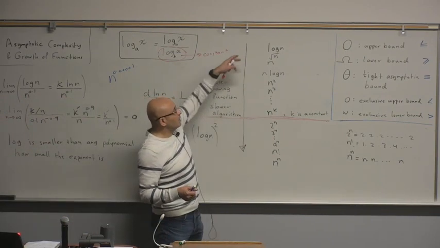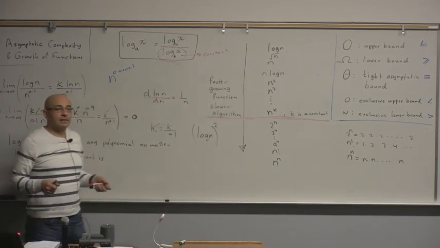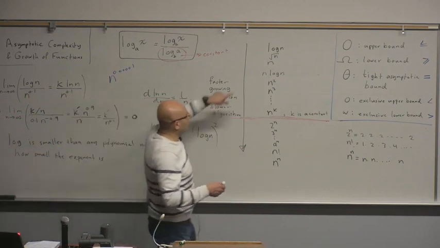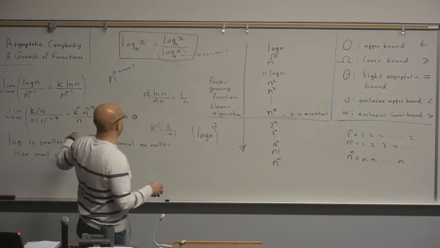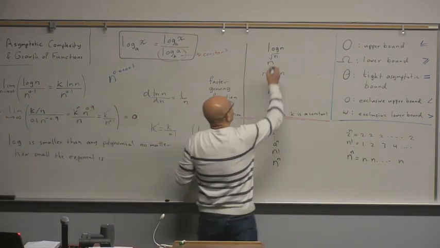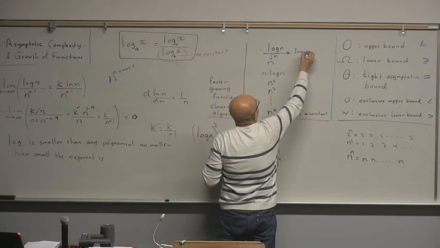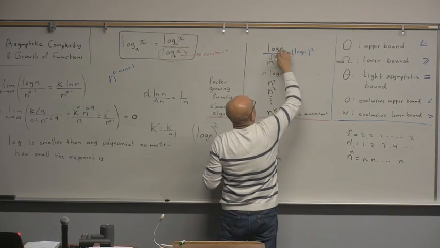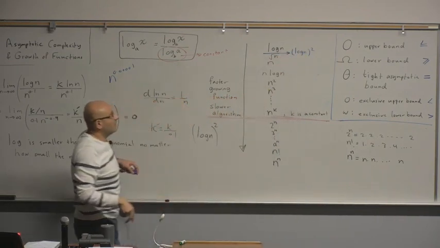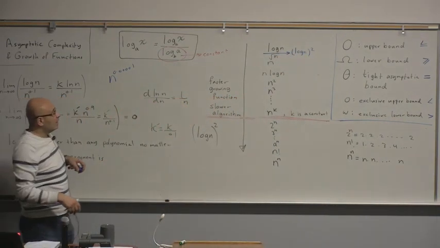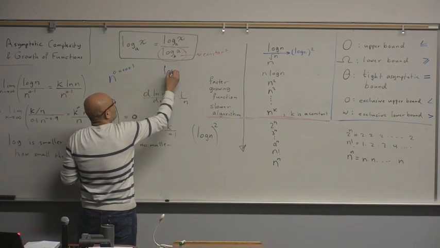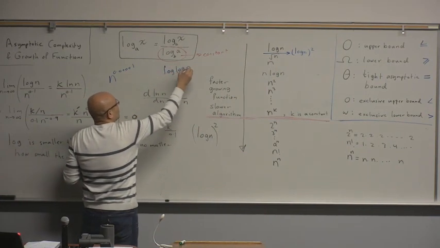Is it larger or smaller than log n? Larger. Yes, it's larger than log n. And you can also prove that it will still be smaller than any polynomial. So log n squared is going to be here. It's larger than log n and smaller than square root of n. What about log log n?